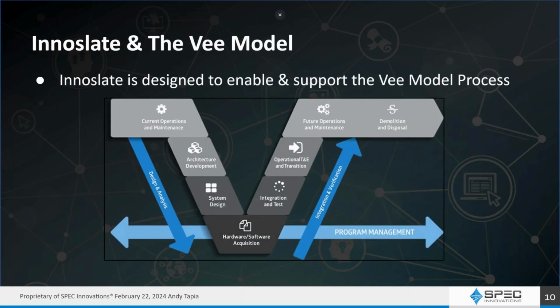So, as part of supporting the system engineering lifecycle, Innoslate is designed to enable and support the classic V model process, and this is our version that I'm showing right here. This is a staple in the SE community. Everyone recognizes it by the classic V shape, and how it walks through system development. It covers topics such as current operations and maintenance, architecture development, system design, hardware and software acquisition, integration and tests, operational T&E and transition, future operations and maintenance, and demolition and disposal, all under the umbrella of careful program management.